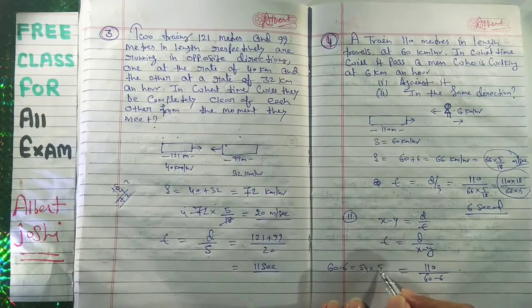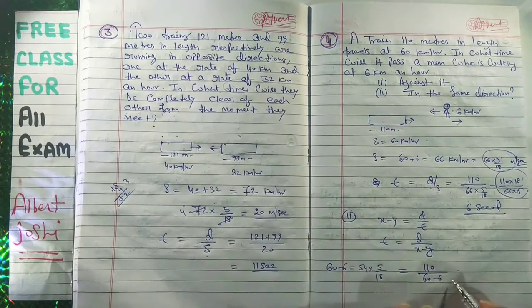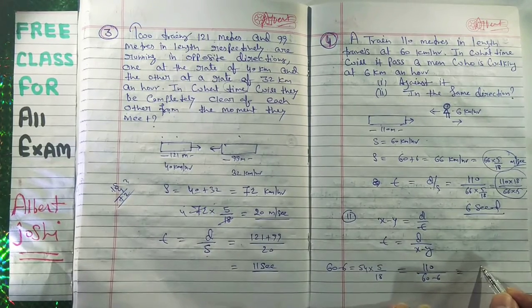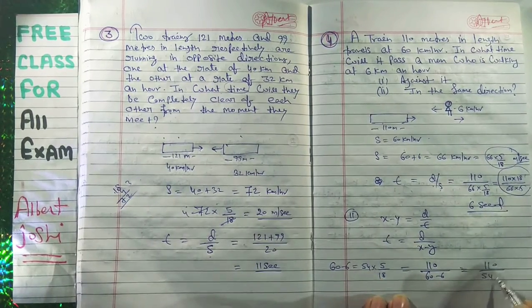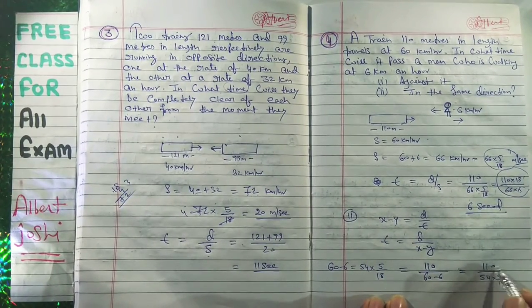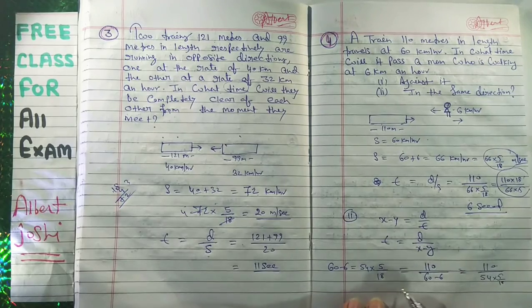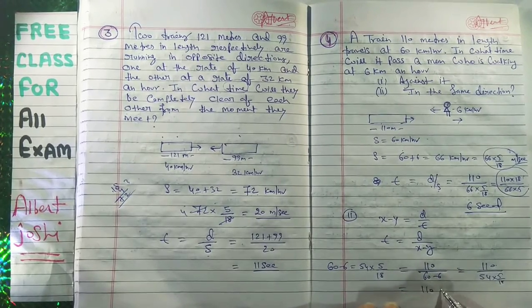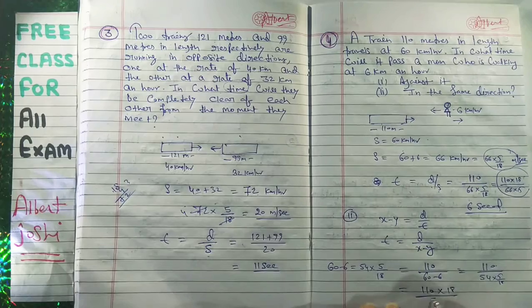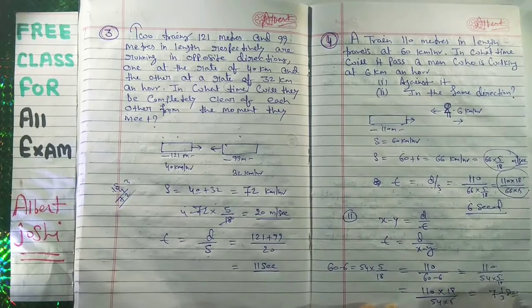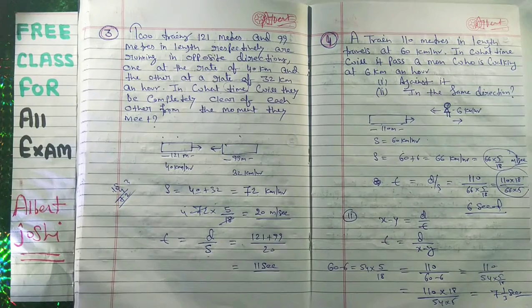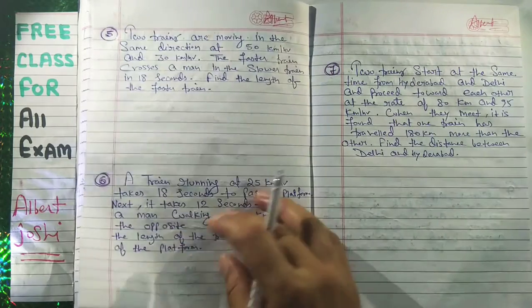Then you have to convert this by multiplying by 5 upon 18, because the distance is in meter. So 110 upon 54 into 5 upon 18, which is 110 into 18 upon 54 into 5. Then you will get 7 and 1/3 seconds. Okay, very simple.